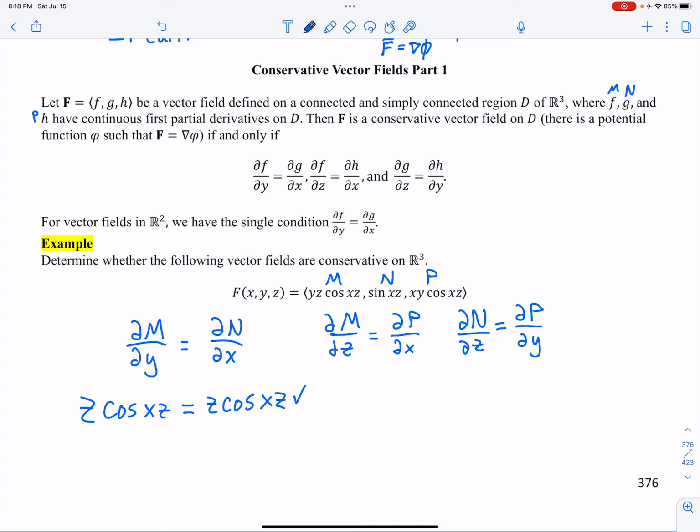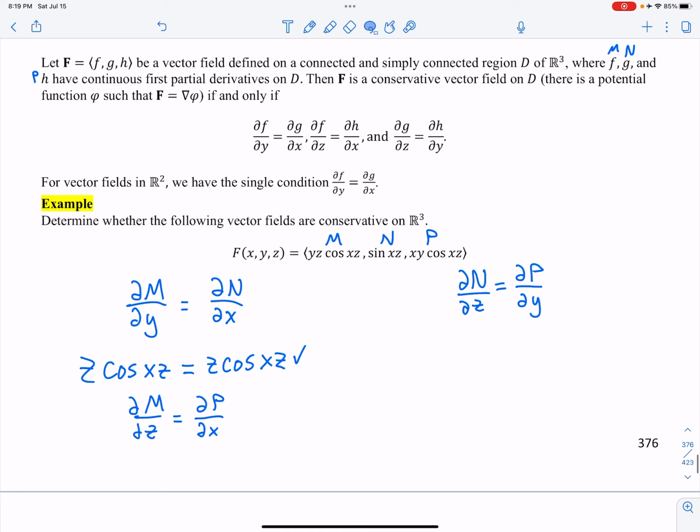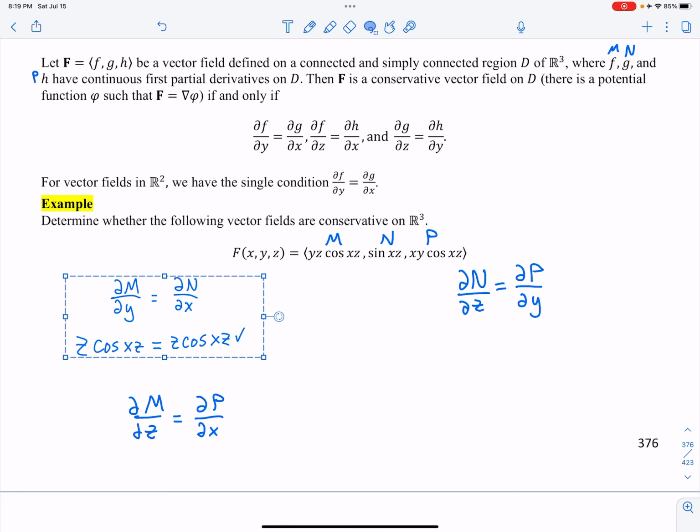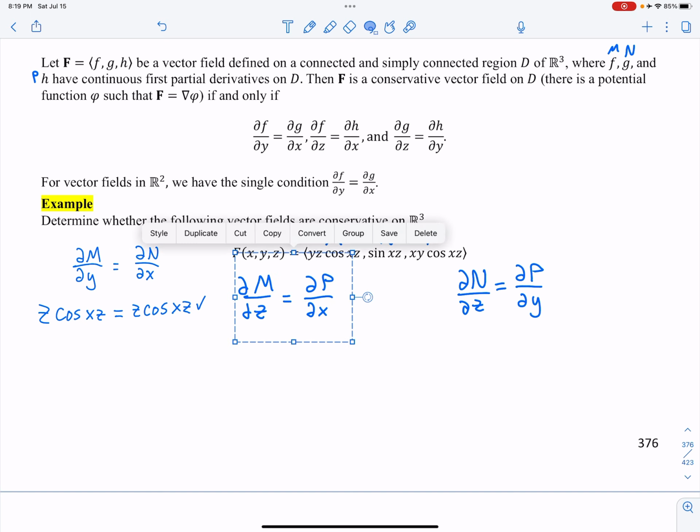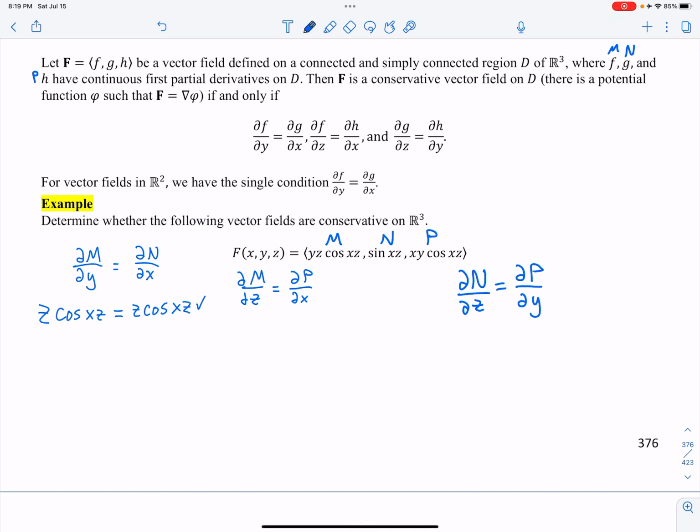All right, the next one we have to do M with respect to Z. Now, unfortunately here, we're going to have to do a product rule. So I'm going to bring this down here. Let me make this a little smaller. Sorry you guys can't do all of this. It's just part of having this iPad. Okay, so let's do M with respect to Z. So I keep, derivative of this is going to be a Y times cosine XZ, plus I keep my YZ, and then I times by, it's with respect to Z, so I'm going to get a negative X sine XZ. That's just one side.